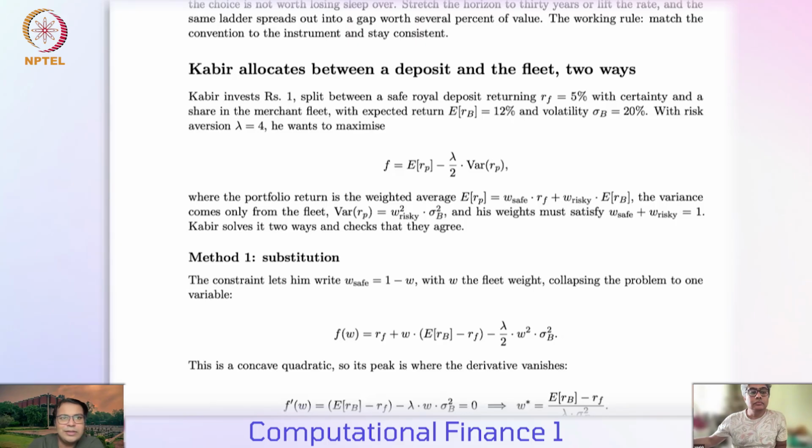Okay, so I think then we can continue with our discussion of several more worked out problems. Sure. So now we are going to take a look at a problem related to portfolio optimization.